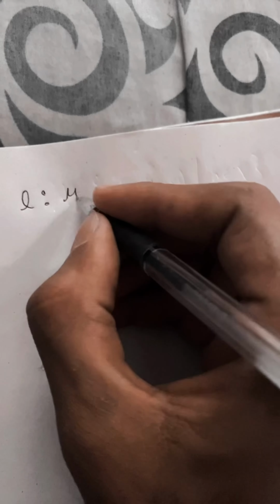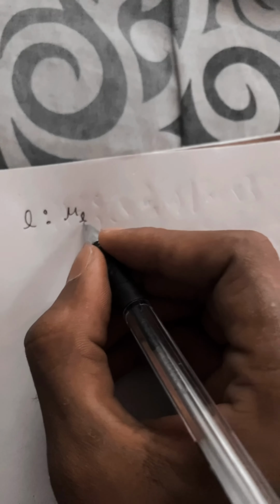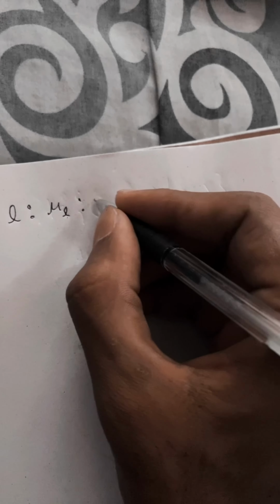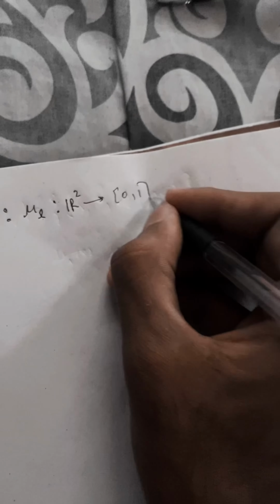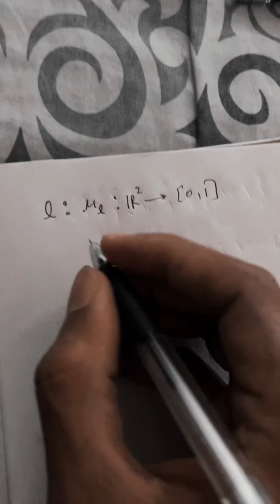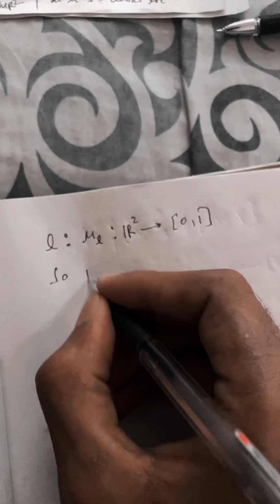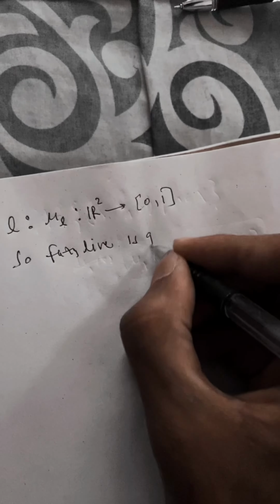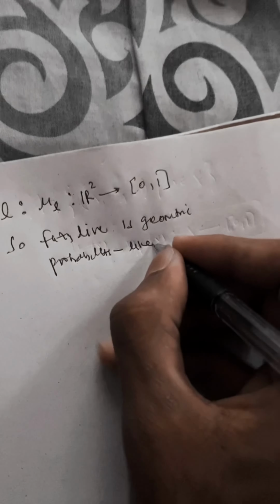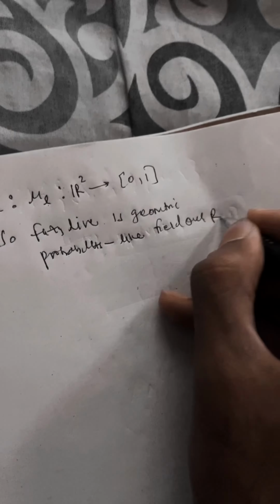A line, we can take it as a set. A line is a set of points, you can say, but this is not a good way to think, and I will make clear why we say this. But suppose for now, it takes R squared to [0, 1]. This is how we define a fuzzy line. So we get a fuzzy line which is a geometric probability-like, not probability, probability-like field over R squared.